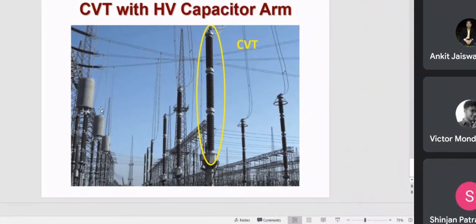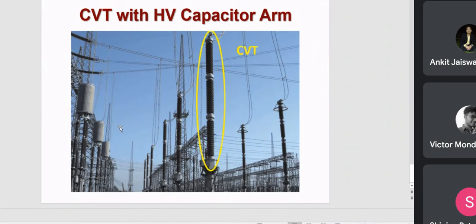Probably you will study it in your switchgear class. You have a switchgear class? Yes, sir. So this carrier communication will be in the switchgear class. These are the wave traps. These are basically a parallel resonance circuit, an L and C parallel resonance circuit, but operating at the full high voltage. But again, I am talking about the CVT. You can see this is an axisymmetric system.